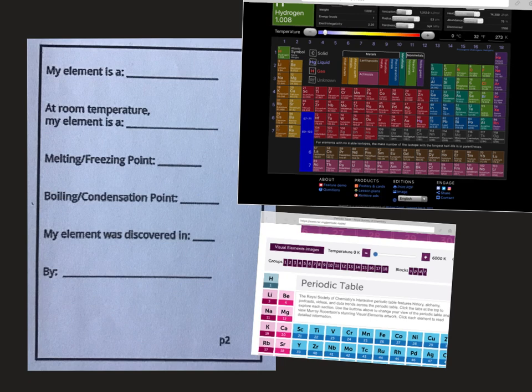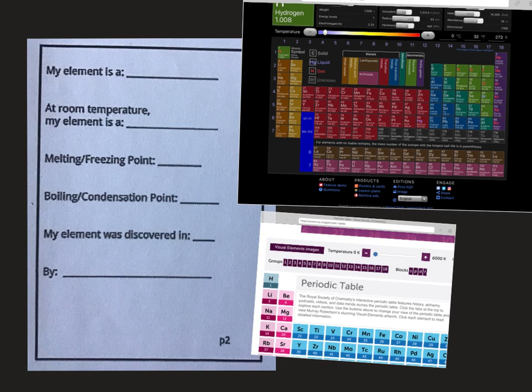Then all the ones that are sort of a mustard yellow color, those would all be in the alkaline earth metals family. So that's what you would write for "my element is an alkaline earth metal." All the ones that are red, those are all considered transition metals. That's what you would write for that.